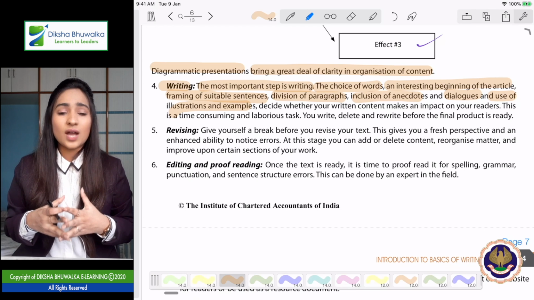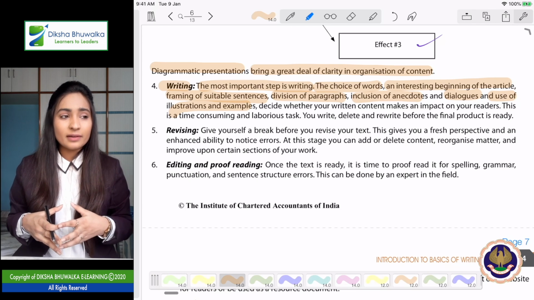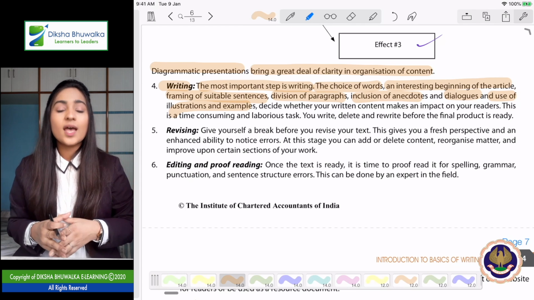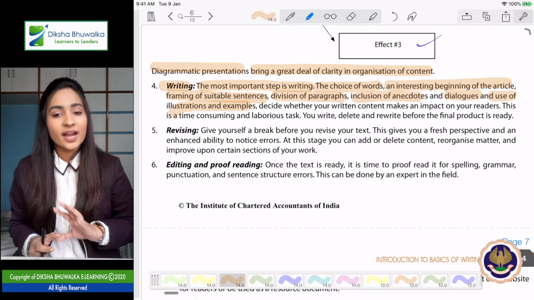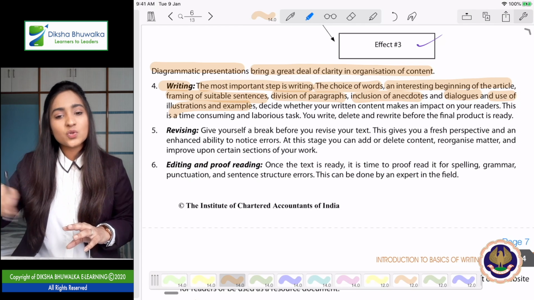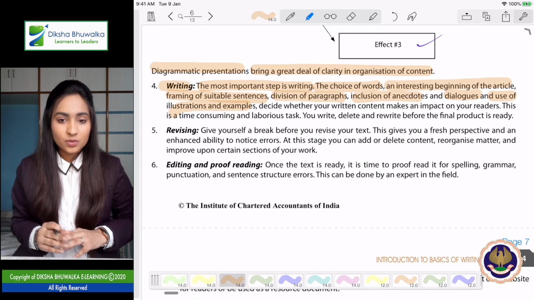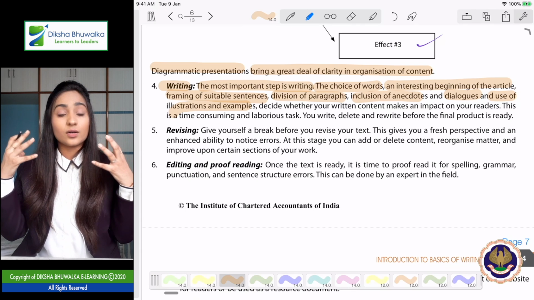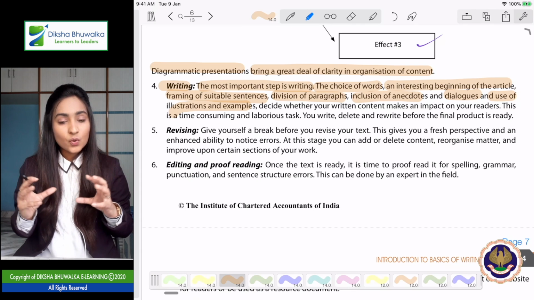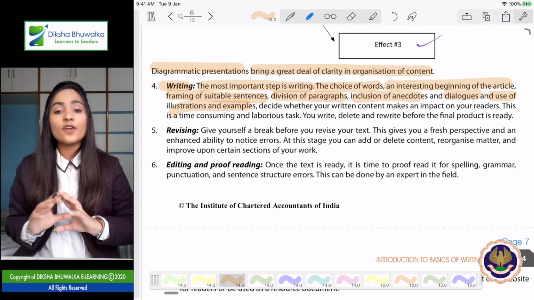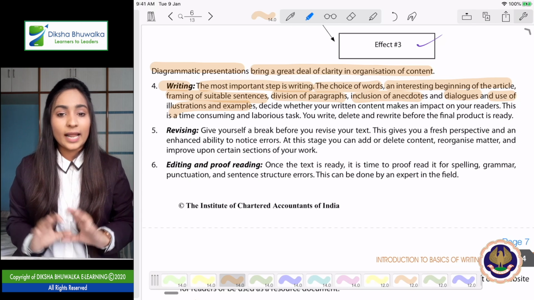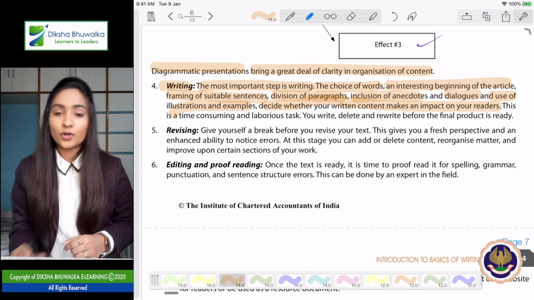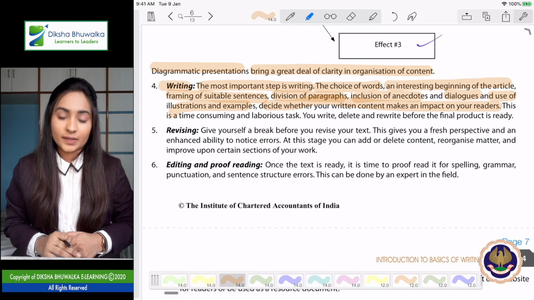Now, when you start writing in a very boring manner and you do not include any anecdotes, you do not include any quotes, then the reader knows that you do not have much idea about the topic. You are just going on writing whatever is coming to your mind. Instead of that, you have to collect quotes, you have to collect a lot of short stories, you have to collect dialogues, you have to make it a very interesting plot like a movie. Decide whether your written content makes an impact on your readers. You have to make an impact on the reader.